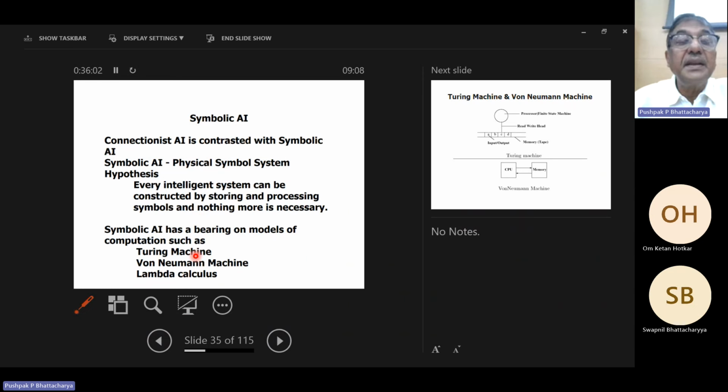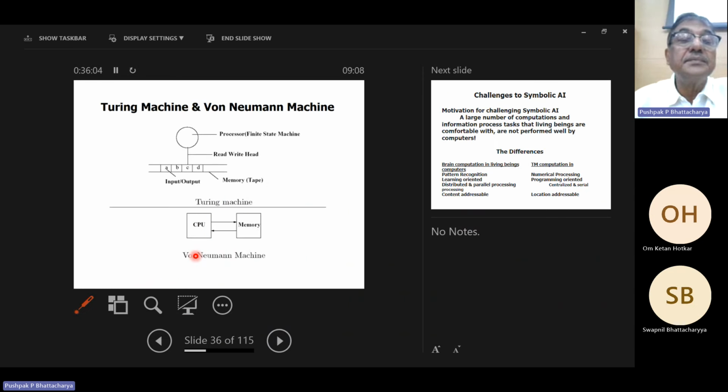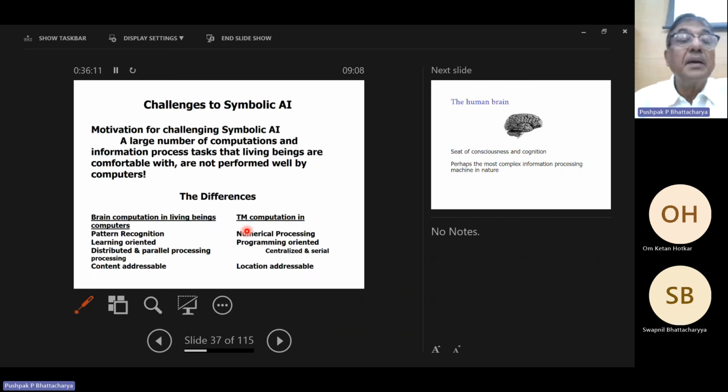Turing machines have an infinite tape and a finite state automaton, which you have seen before. And the von Neumann machine has symbol transfer between CPU and memory. Now, the challenges to symbolic AI came from the following observation: that a large number of computation and information processing tasks that living beings are comfortable with are not performed well by computers. Okay, this was the observation when neural computation was gradually becoming more and more assertive.